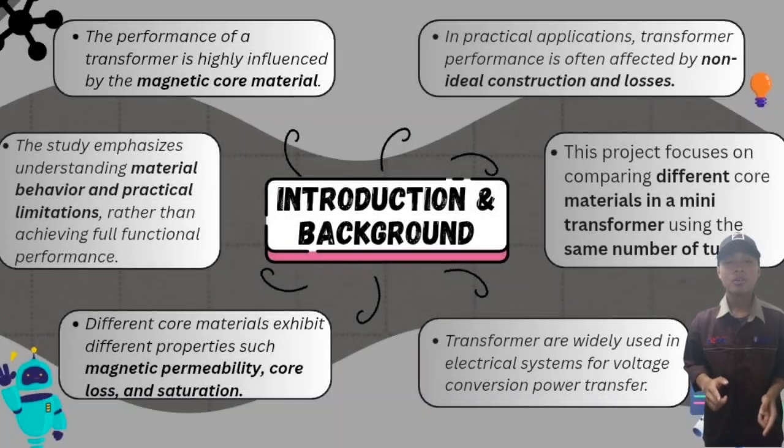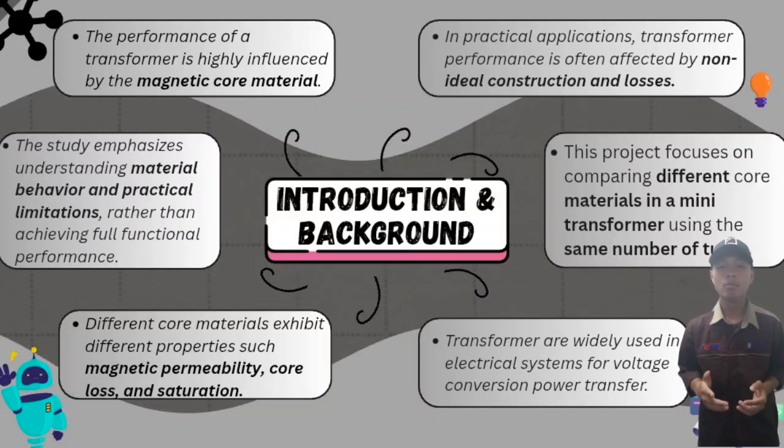Alright, so this is our introduction and background. First, the performance of a transformer is highly influenced by the magnetic core material. Second, the study emphasizes understanding material behavior and practical limitations rather than achieving full functional performance. Third, different core materials have highly different properties such as magnetic permeability, core loss, and saturation. The next one is transformers are widely used in electrical systems for voltage conversion and power transfer.